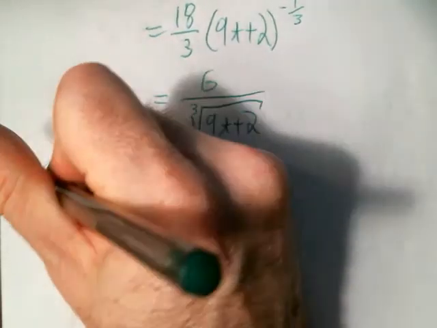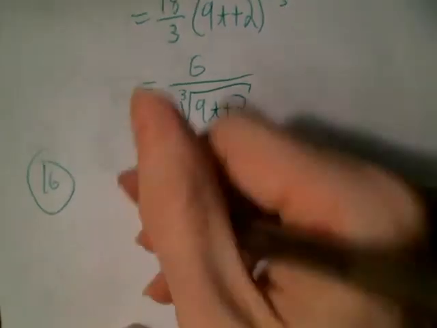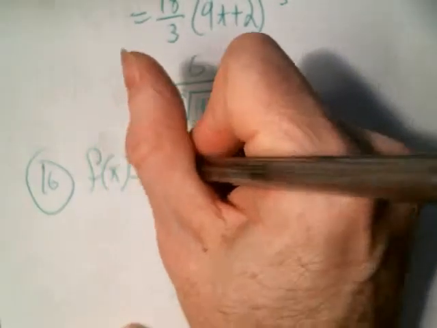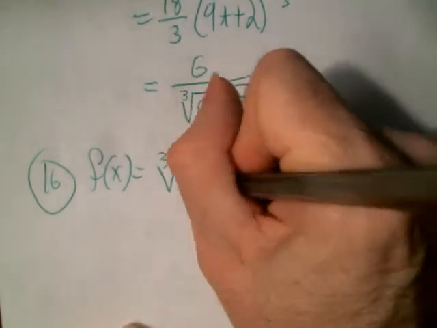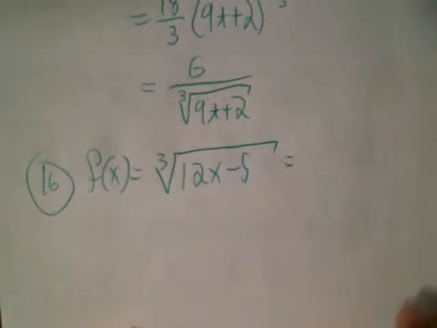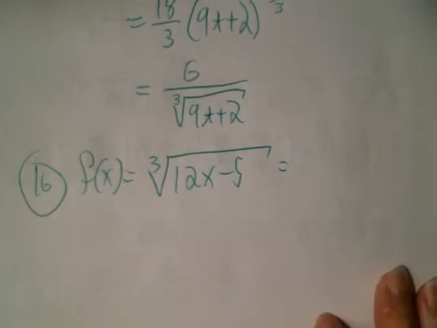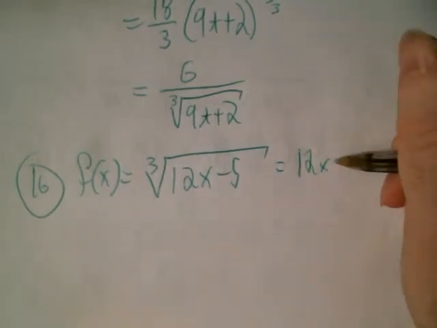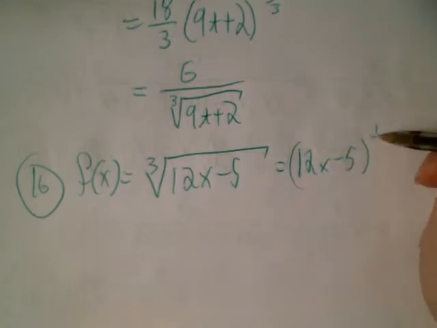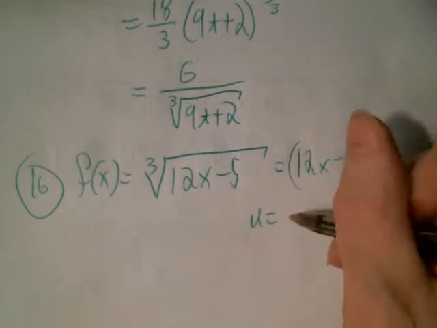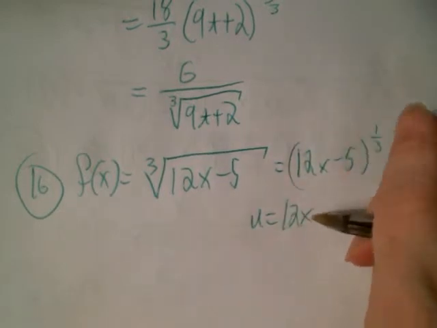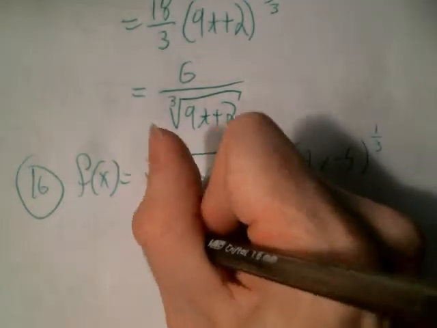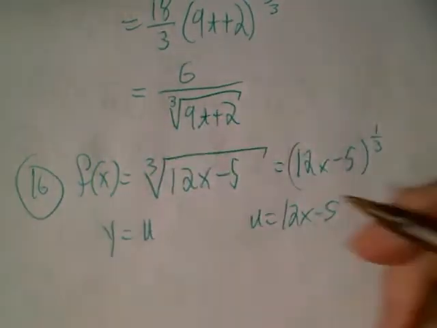Okay, let's look at 16. Here we have f of x is the cube root of 12x minus 5. As usual, I want to rewrite it with a nice exponent so I can apply the power rule. The guts, the stuff in parentheses, is 12x minus 5. The outer shell, y, is u to the 1/3.